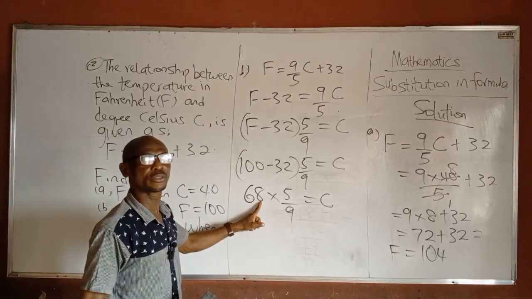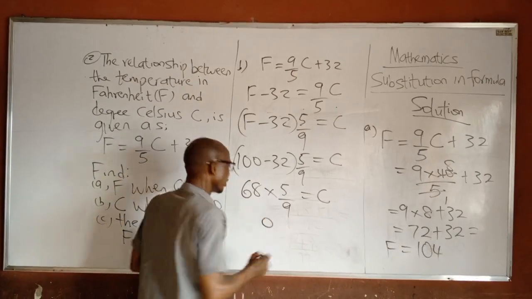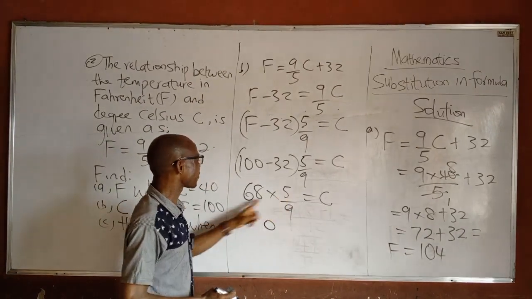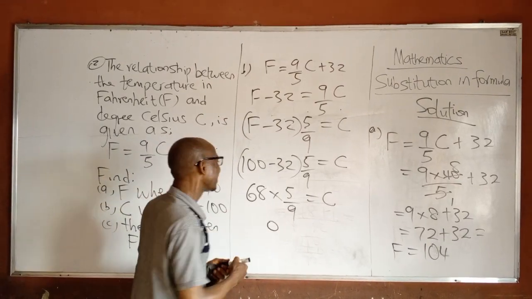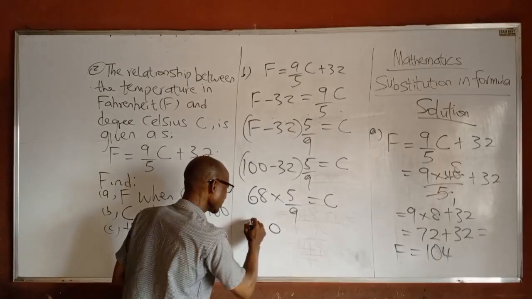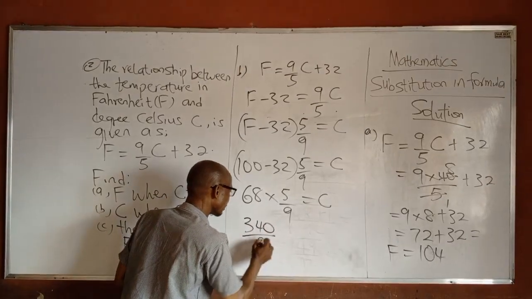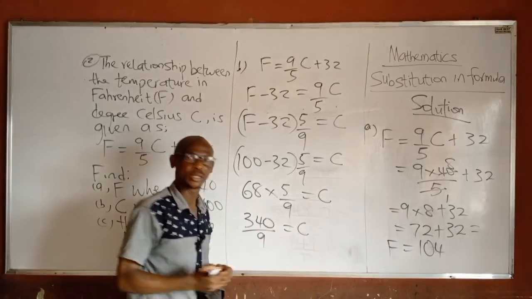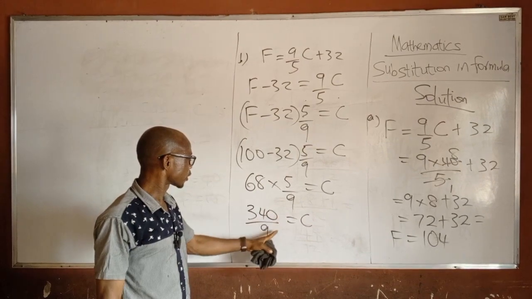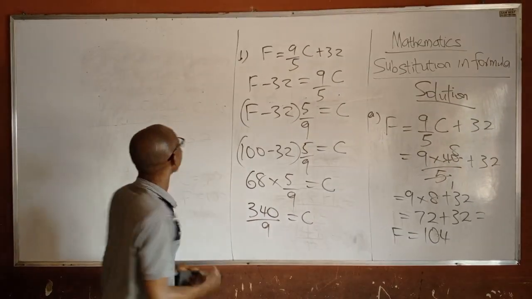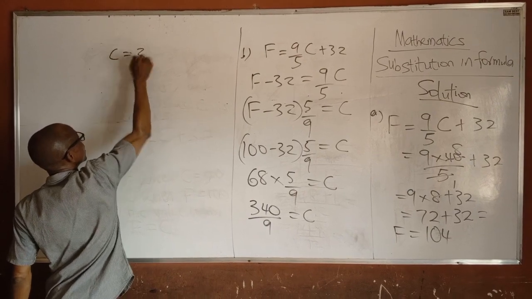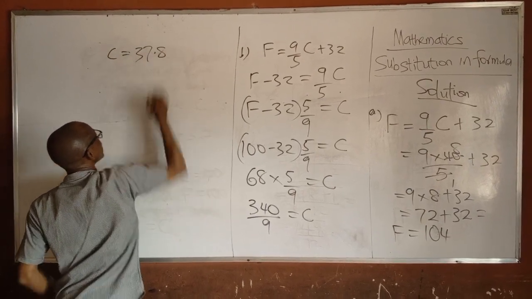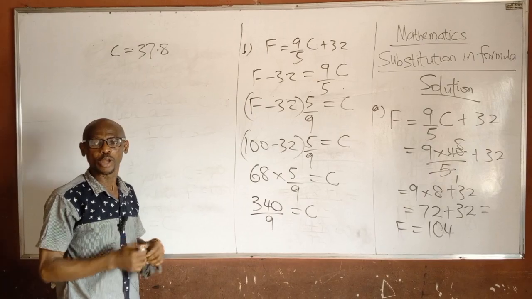5 times 8, we have 40. 0 carry 4. 5 times 6, 30. And 30 plus the 4 we carry, that will give us 34. So 340 over 9 is equal to C. 340 divided by 9, and that will give us our C equal to 37.8.